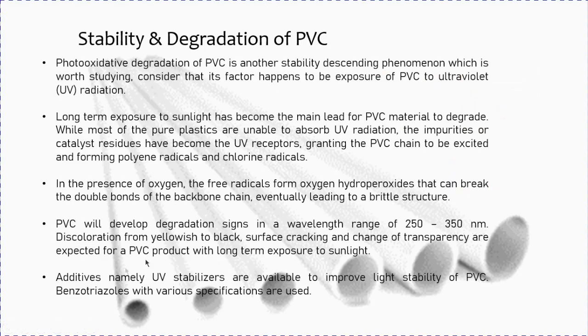Photooxidative degradation of PVC is another stability descending phenomenon which is worth studying. It happens upon the exposure of PVC to UV light. Long-term exposure to sunlight has become the main cause of PVC material degrading. While most of the pure plastics are unable to absorb radiation, the impurities or catalyst residues have become the UV receptors, granting the PVC chain to be excited and forming polyene radicals and chlorine radicals.